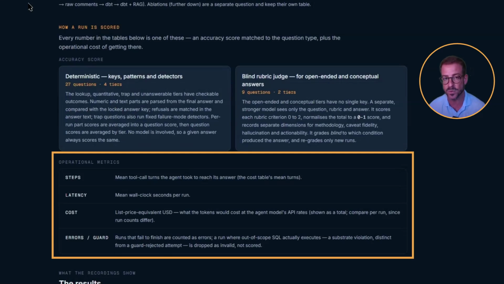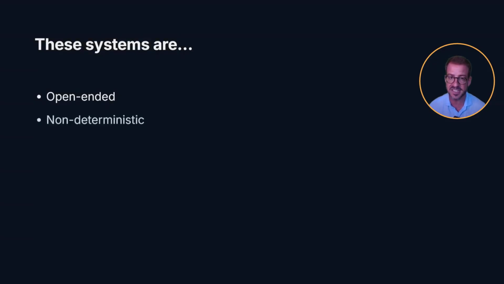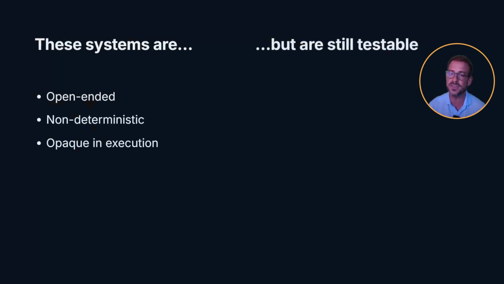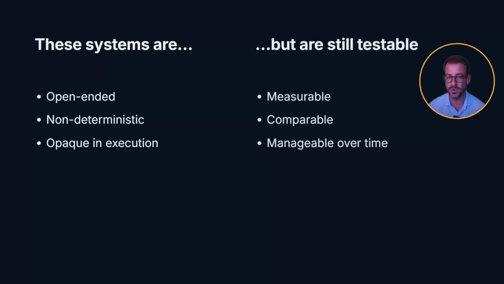So between answer quality and operational performance, we now have a framework that lets us evaluate agent behavior in a reasonably rigorous way. And that is the key point. Even though these systems are open-ended, non-deterministic, and somewhat opaque in execution, we can still build useful testing frameworks around them. We can still measure them, we can still compare them, and we can still manage them over time.